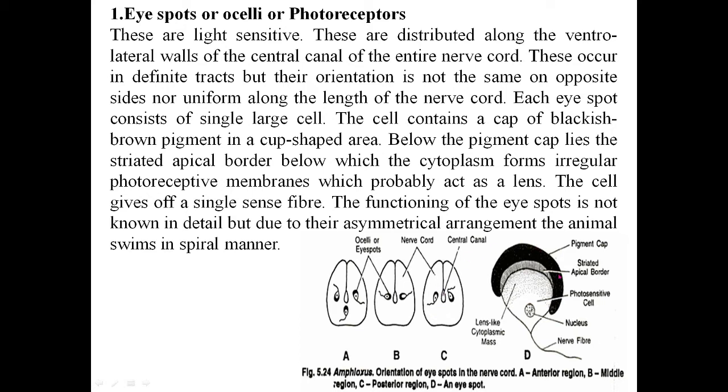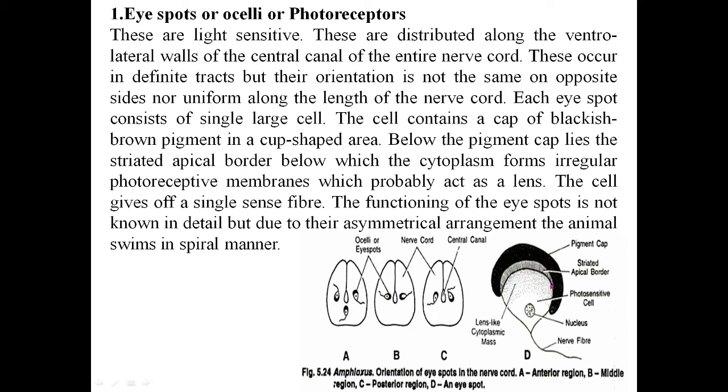If you observe the structure of the eye spot or the photoreceptor, each eye spot consists of a single large cell. And the cell contains a cap of blackish brown pigment in a cup-shaped area. On it there is a pigmented cap, and below this pigmented cap lies the striated apical border, below which the cytoplasm forms irregular photoreceptive membrane.